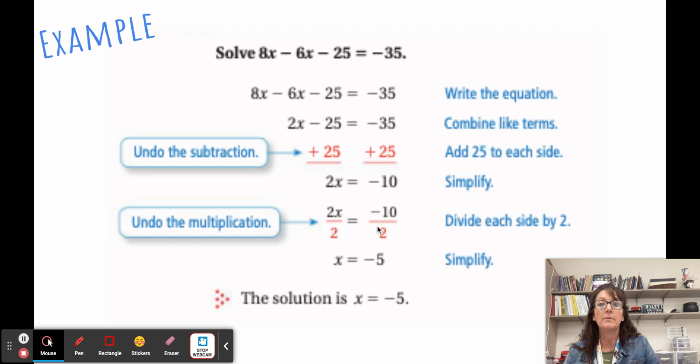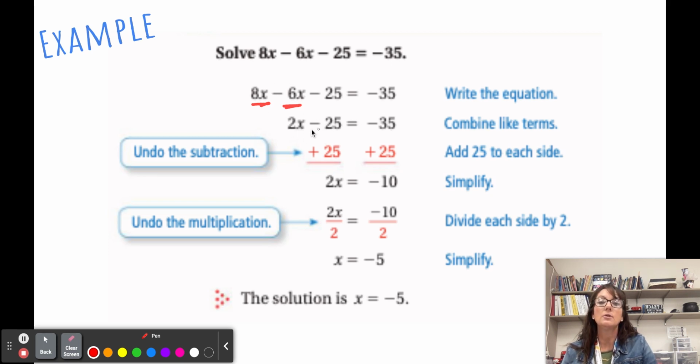Here's an example from the textbook. You can see that we have 8x minus 6x minus 25 is equal to negative 35. We have the equation. We'll combine like terms. The like terms in this case are right here, the 8x and the negative 6x combined to 2x. So we get a two-step equation.